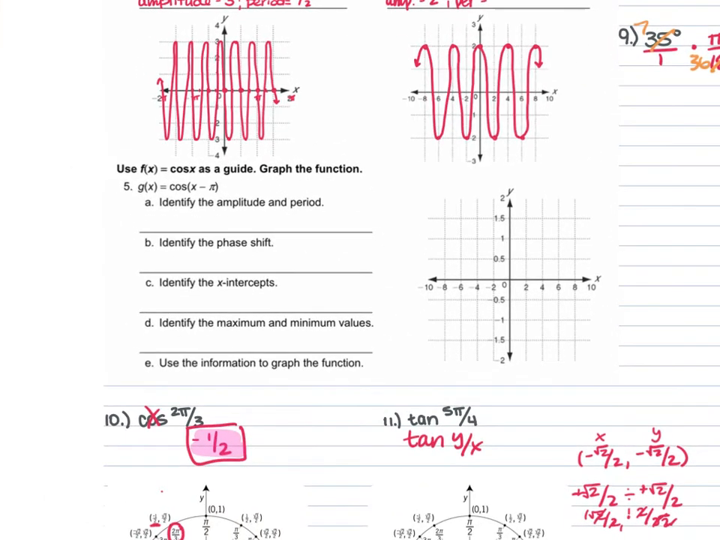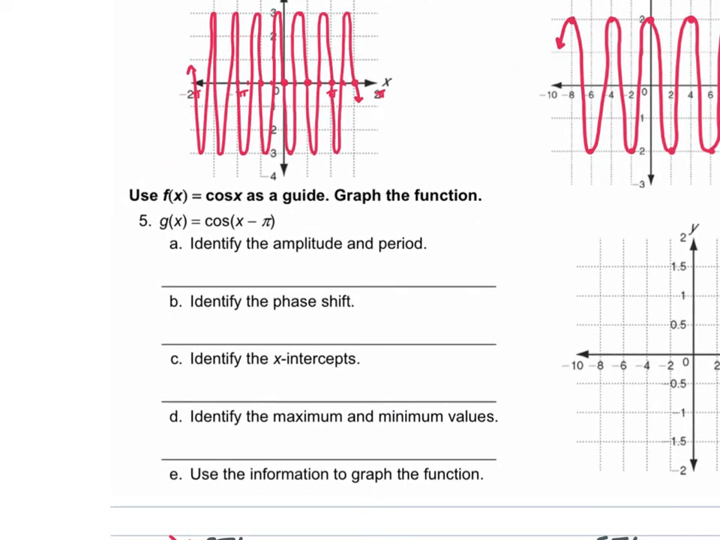For 5, we are working with g of x is equal to cosine of x minus pi. So our amplitude is the absolute value of a, which is 1. Our period is 2 pi over the absolute value of b, which is 1. So that's just 2 pi. Your phase shift is pi over 1, which is just pi.